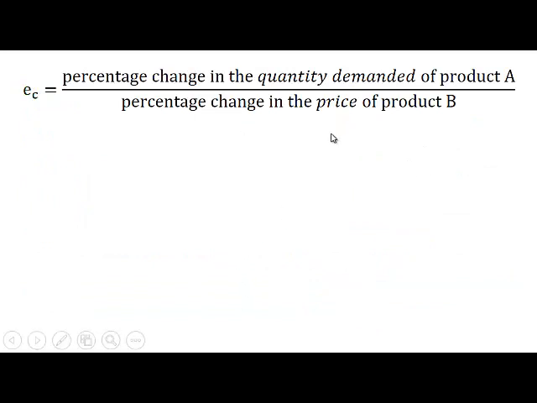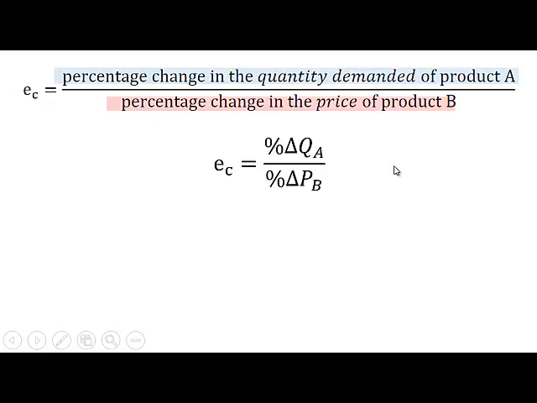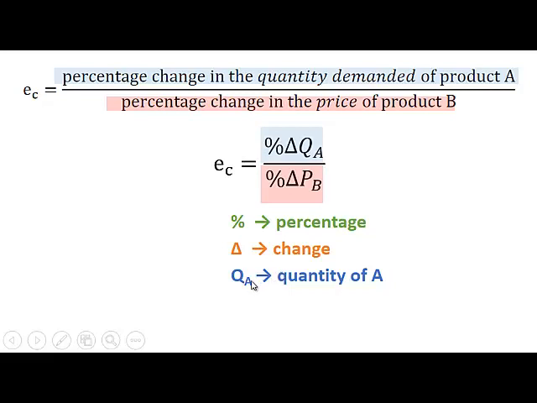So there we show the formula for cross elasticity of demand: percentage change in the quantity demanded of one product, for example product A, divided by the percentage change in the price of another product, for example product B. So we shorten it to percentage change in quantity of A divided by percentage change in price of B. This sign means percentage, the triangle means change, quantity of A refers to quantity of A, while PB refers to price of B.